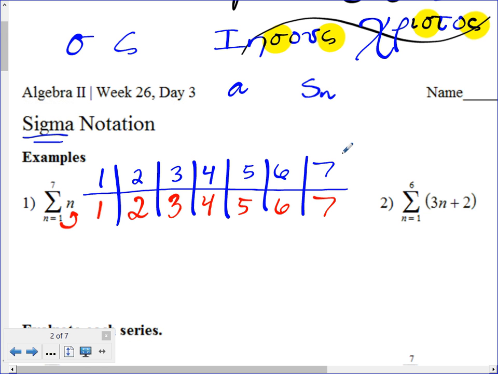You know, a lot of functions are going to say 3n minus 8. So you'll plug in 1, multiply by 3, subtract 8, and that's the term. This one's so easy, though, that whatever you plug in is what you get.